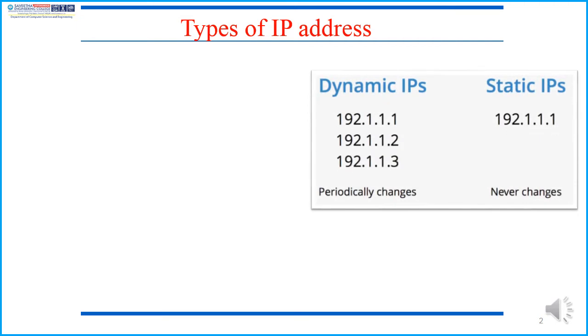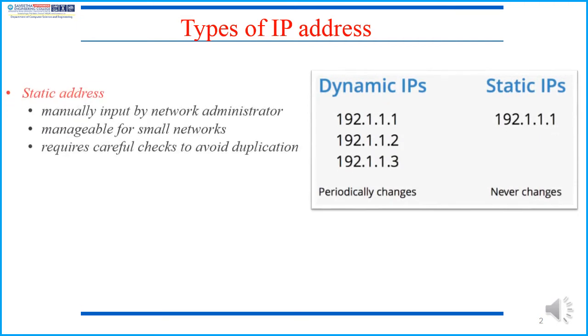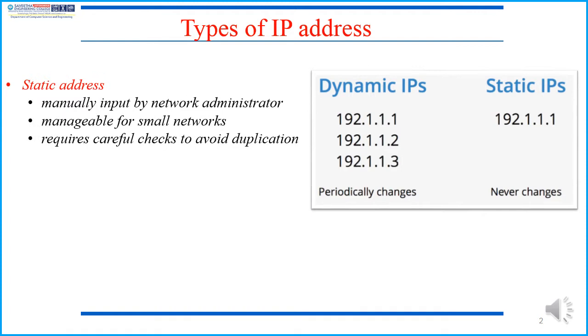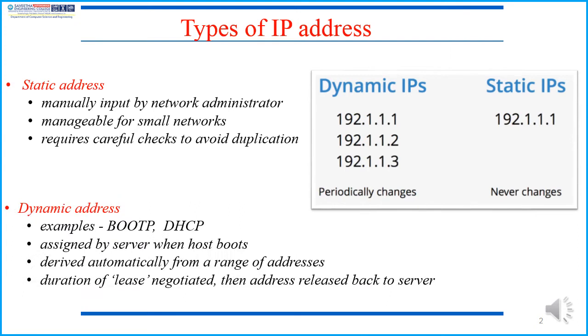There are two types of IP addresses, static and dynamic. Static IP addresses are given as a manual input by the network administrator for small networks. It requires careful checks to avoid duplication, because if any duplication occurs, the system will trigger an IP conflict message so that you cannot access the internet at all. The second one is the dynamic address.